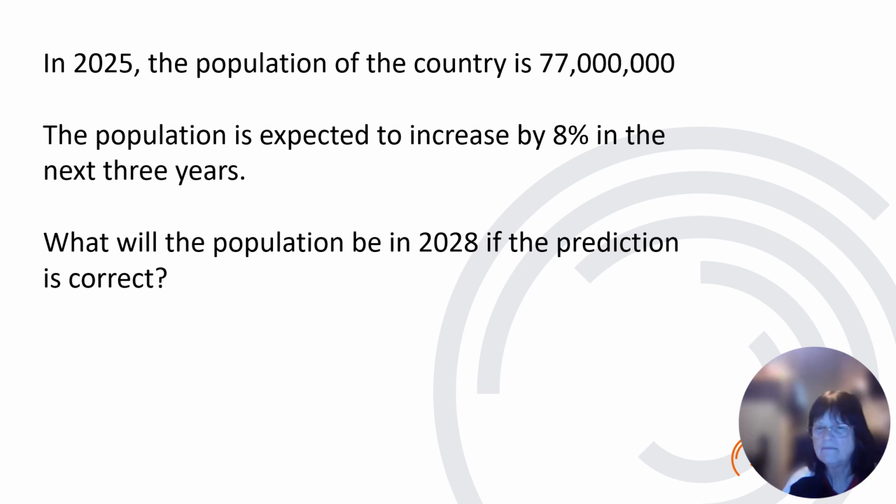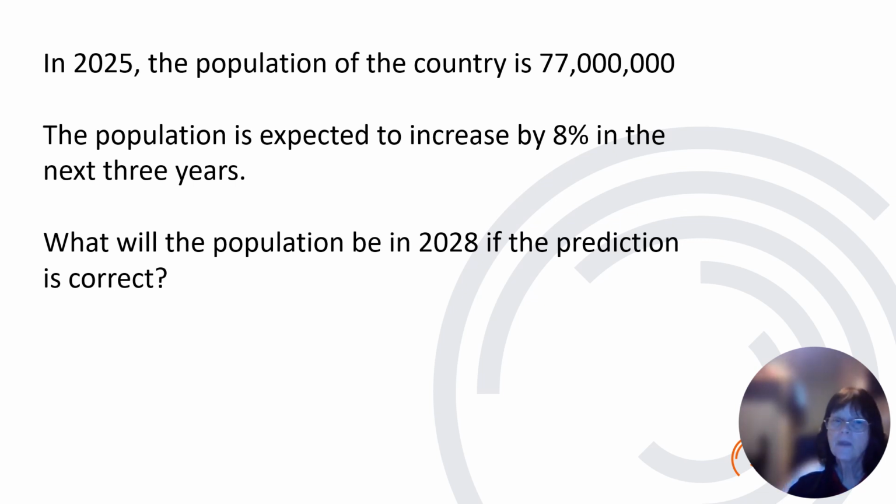So let's try and play with some big numbers then. So in 2025, the population of the country is 77 million. The population is expected to increase by 8% in the next 3 years. What will the population be in 2028 if the prediction is correct? So it is expected to increase by 8%. Pause the video and see if you can answer this one without my help.